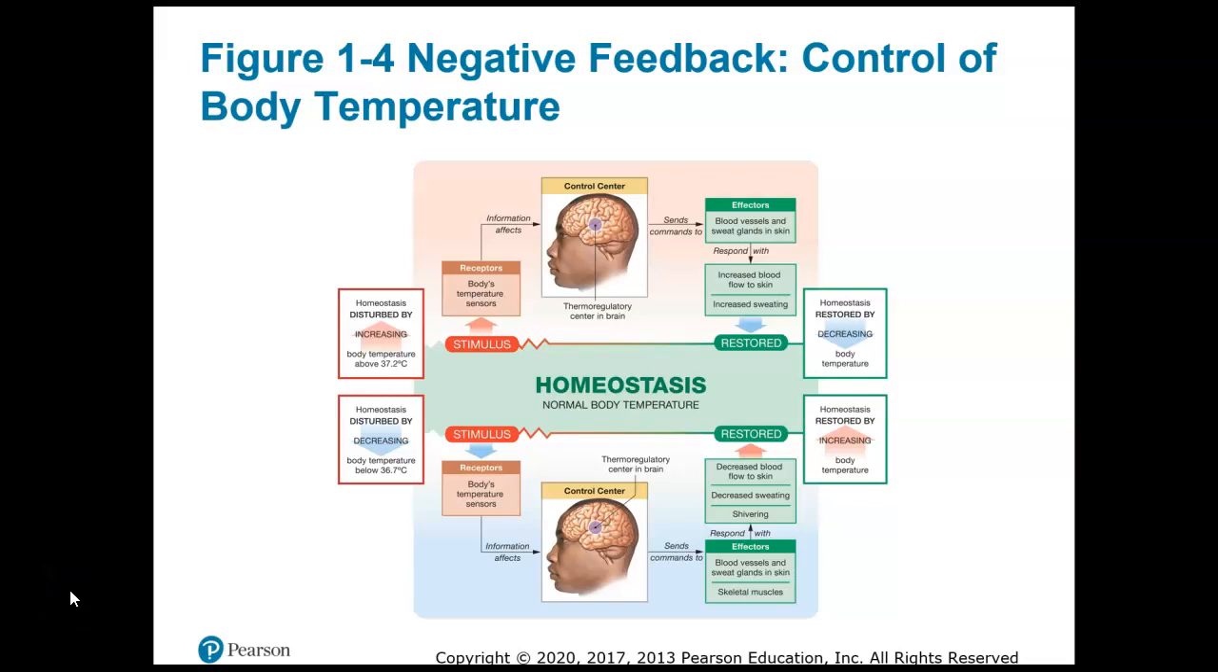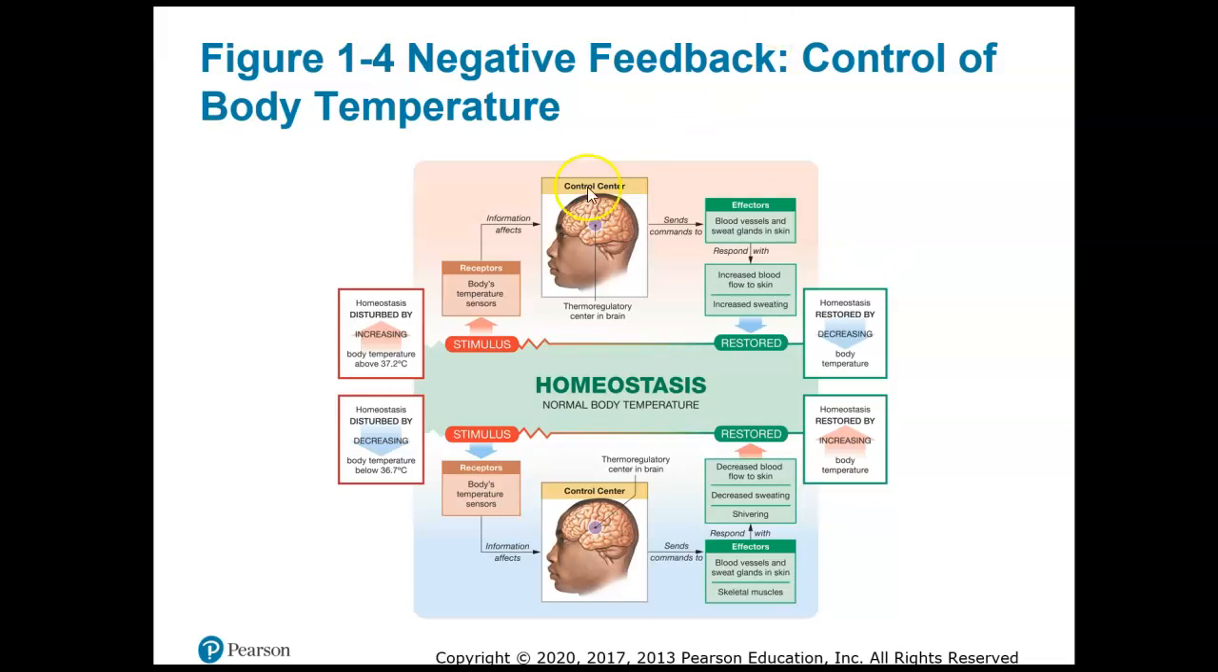This is part 3 of the Chapter 1 lecture notes. We'd left off on this slide, an illustration of how our body maintains normal body temperature. So it is an example of negative feedback.